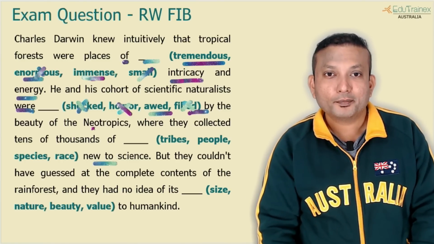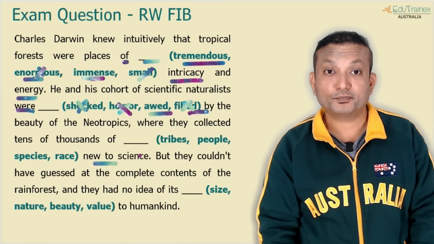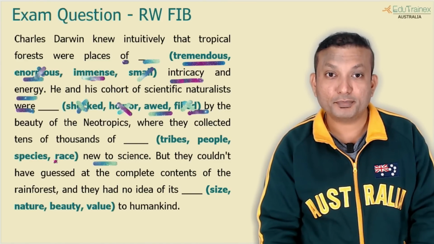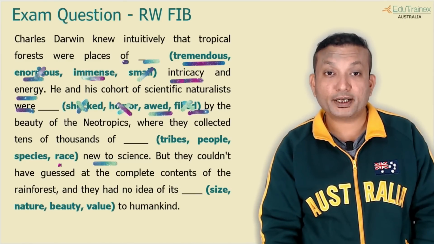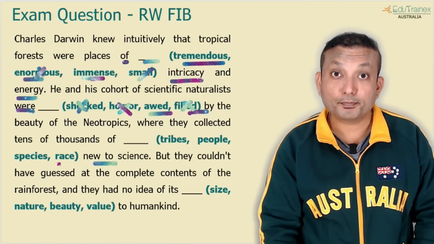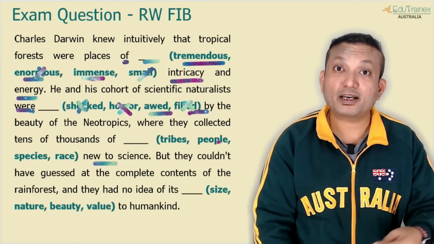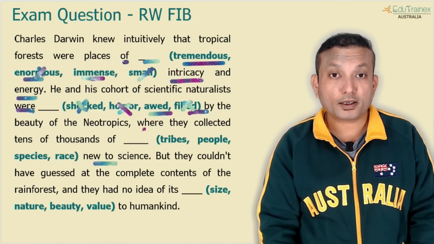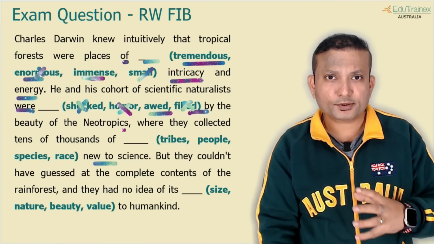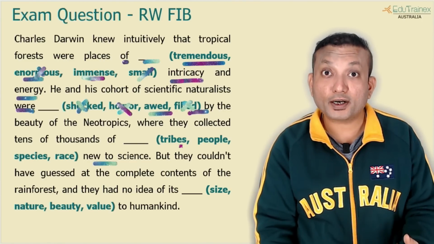Okay. Beauty of neotropics, where they collected tens of thousands of dash. They didn't collect people, right? People, what did they collect? Thousands of, tens and thousands of. Plural word is required here. Race can be used as plural. People can be used as plural. Or race can also have races. Tribes, species are already in the plural form. Now, what are they looking for? Beauty of neotropics, tropics, forests. We are talking about forests. So, what do we find in forest?